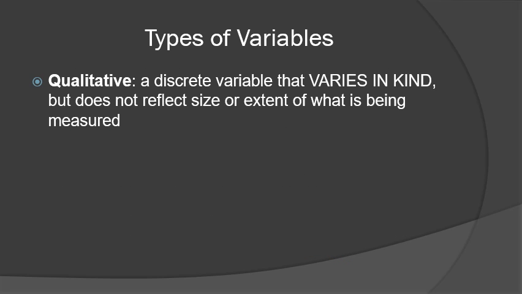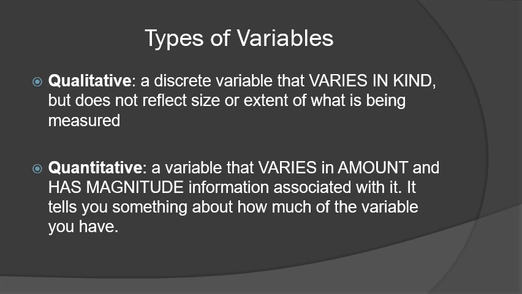There are 2 main types of variables we're going to look at here before we get into different subcategories of variables. The first 2 subcategories we're going to look at are qualitative and quantitative. A qualitative variable is a variable that varies in kind. What that basically means is it varies in type. It does not reflect size or the extent of what's being measured. So if I was looking at auto manufacturer again, Chevy, Toyota, Ford, they're differing in type, they're varying in kind, but it's not reflecting the size of what's being measured.